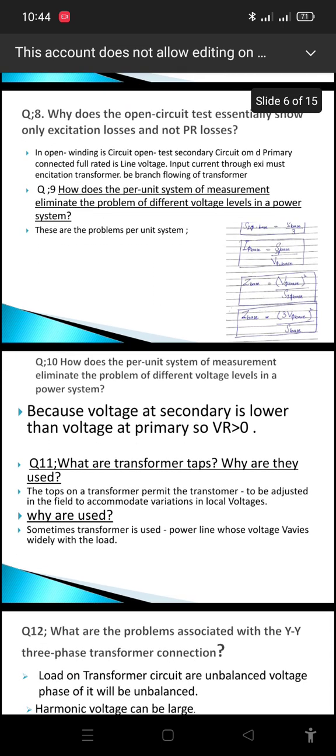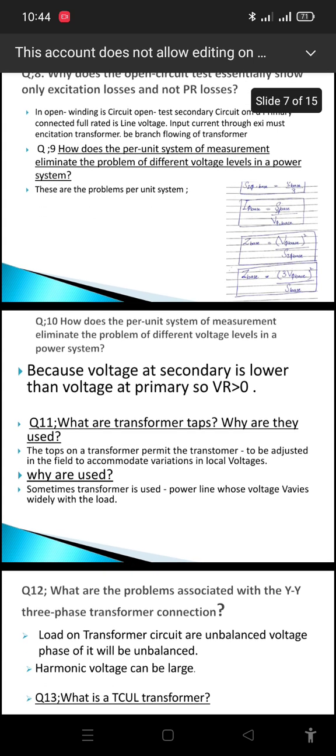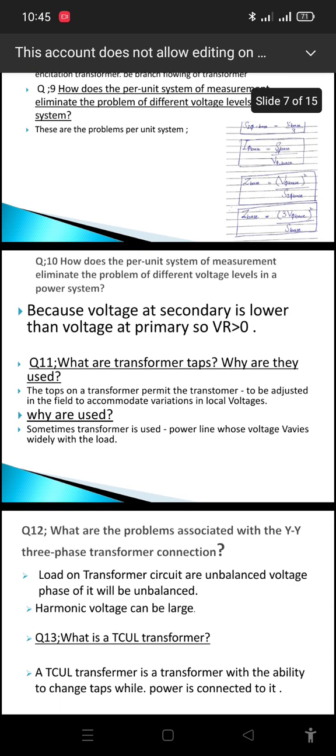What are transformer taps? Why are they used? The taps on the transformer permit the transformer to be adjusted in the field to accommodate variations in local voltage. Sometimes a transformer is used to power a line whose voltage varies widely with the load.